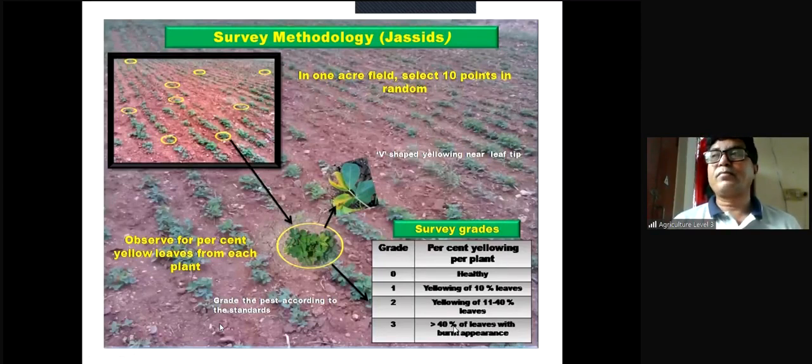Now it will be different for different insects, because all the symptoms are not similar for all insects. Clear? Yes, sir. So it varies depending on the insects.